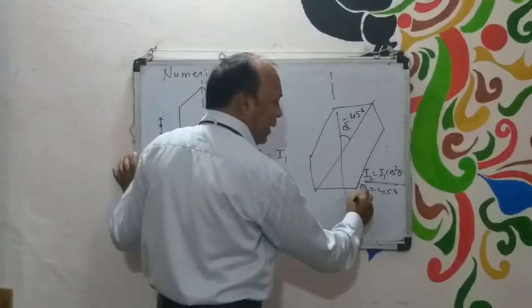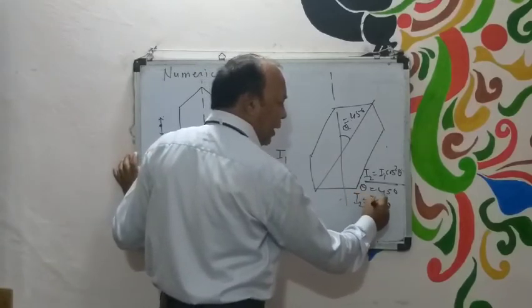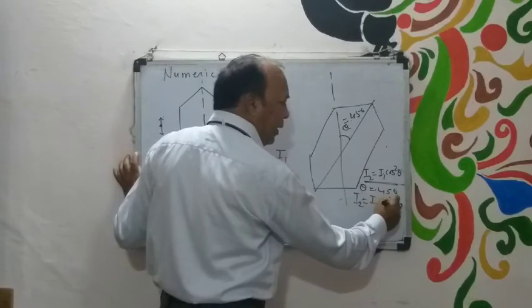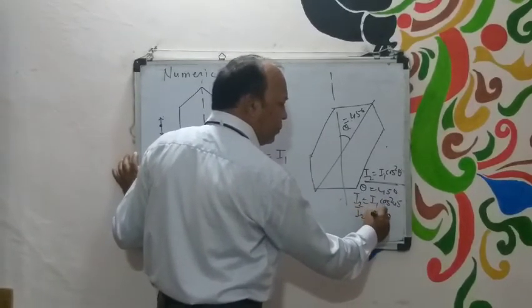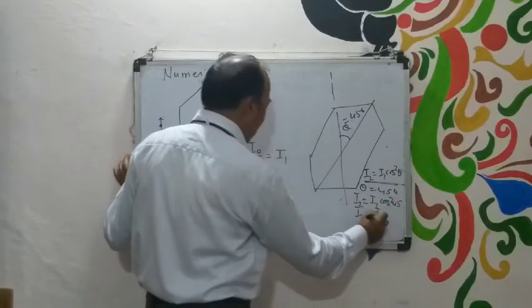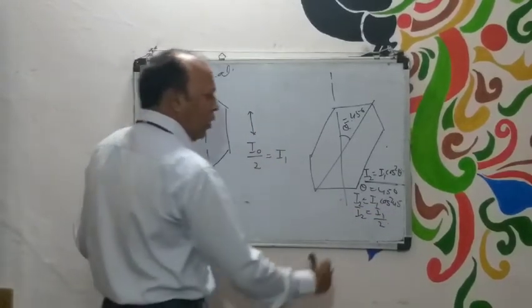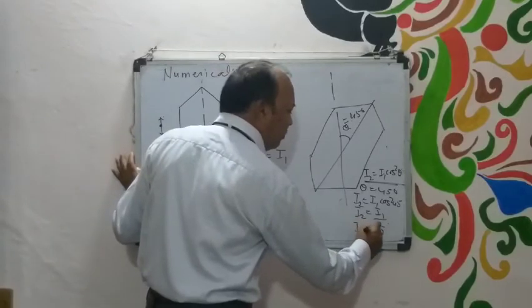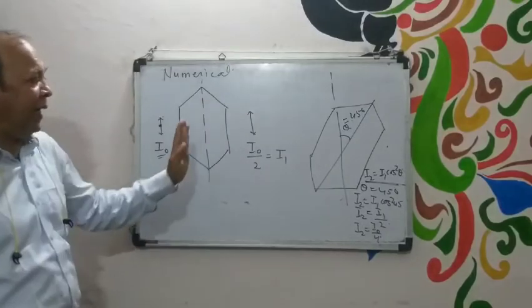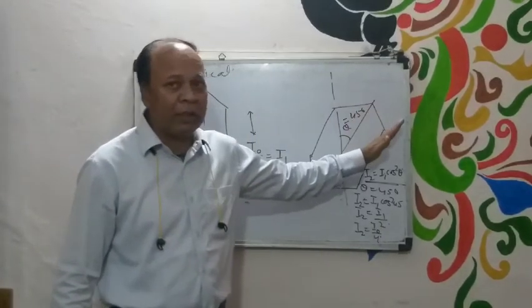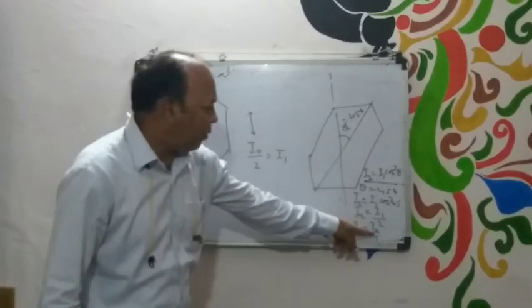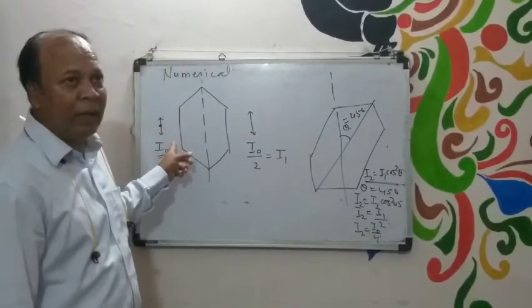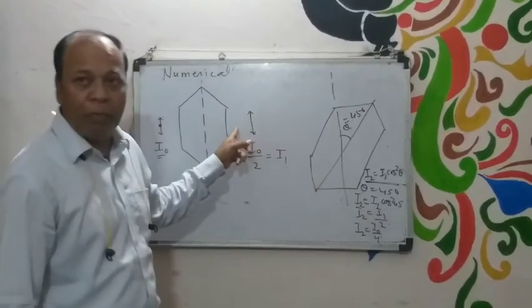So what you will find? I2 will be equal to I1 cos square 45. Cos 45 is 1 by root 2. So I2 should be equal to I1 by 2. Already I1 is equal to I0 by 2. So we can write I2 is equal to I0 by 4. So the intensity of light after crossing through this analyzer may become 1 by 4th of unpolarized light or half of polarized light.